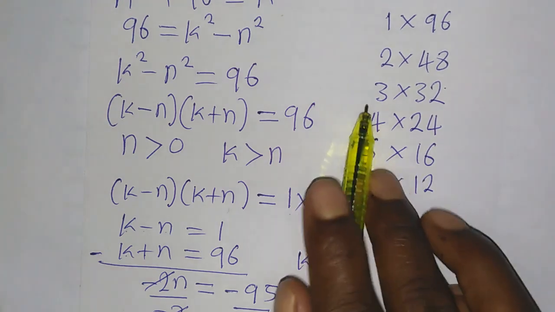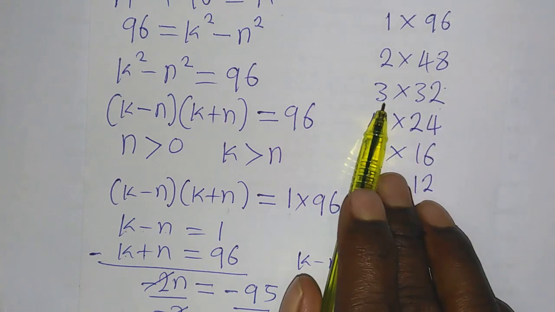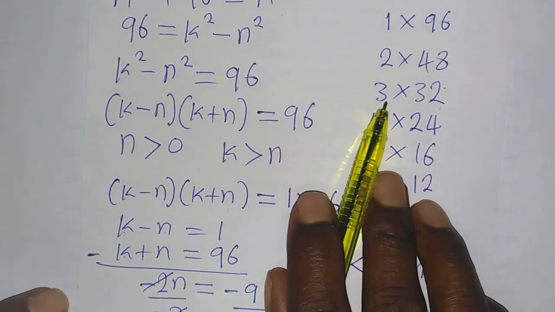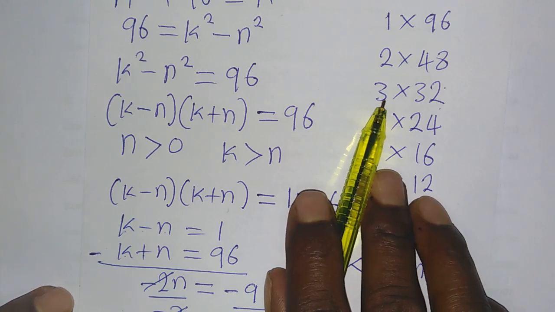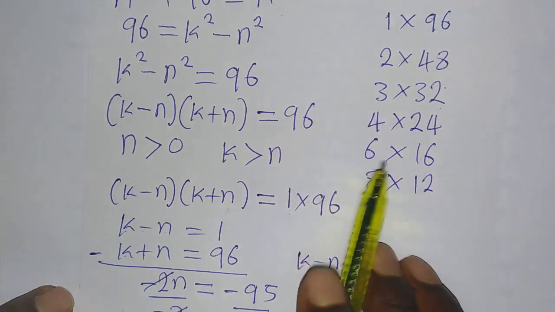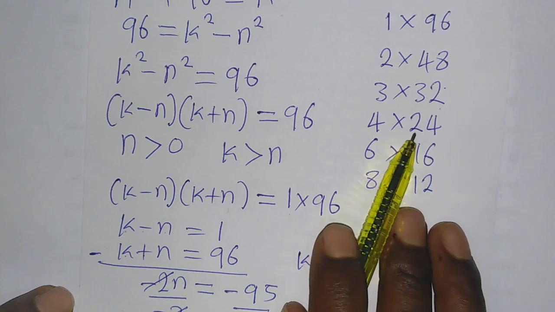Now this is 3 multiplied by 32. This 3 is an odd number. So if we use it, we cannot be able to get our value of n. Therefore, we are not going to use this one. Then we jump to the next factor, which is 4 multiplied by 24.